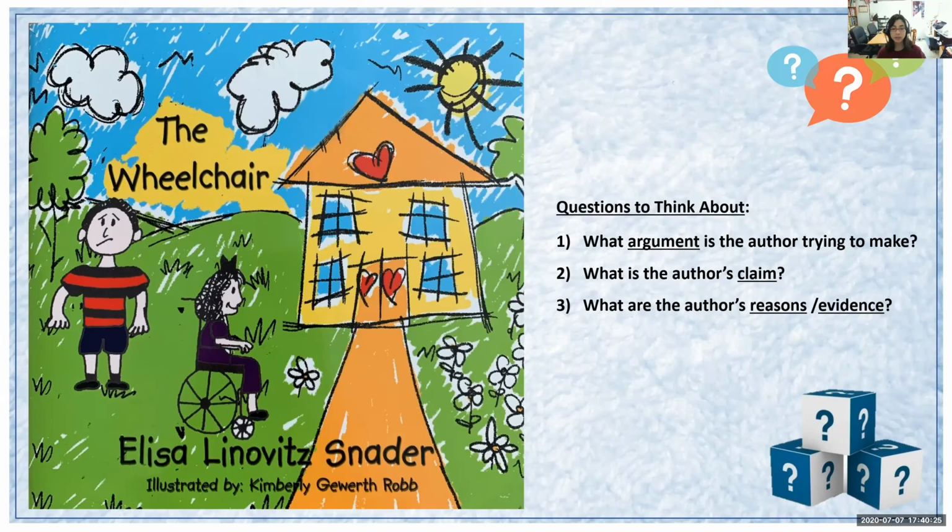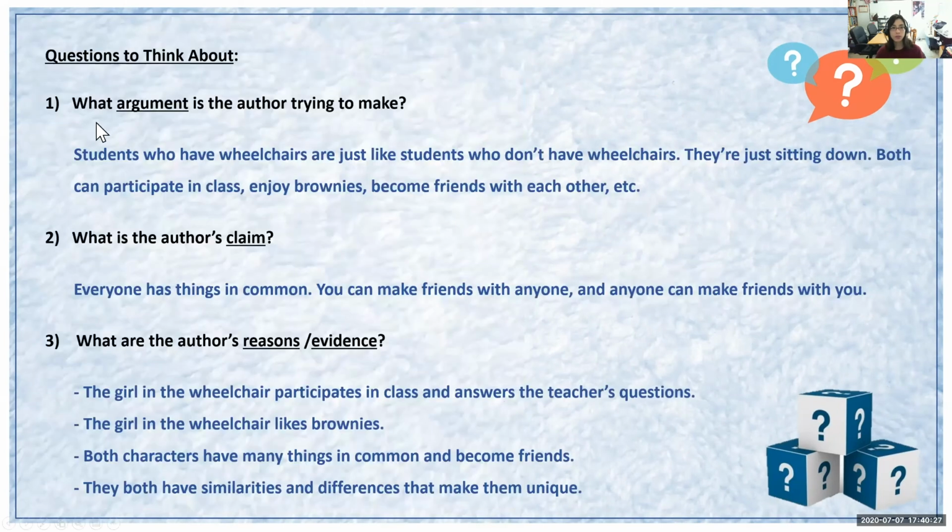All right, so now it's time to check our work. For the argument that the author's trying to make, remember that the argument is going to be both the claim plus the reasons and evidence. So for example, and yours may look different, and that's okay, as long as it's kind of on the same page. My example of an argument was, students who have wheelchairs are just like students who don't have wheelchairs. They're just sitting down. Both can participate in class, enjoy brownies, become friends with each other, etc. And if you had something similar, that's also perfectly fine.